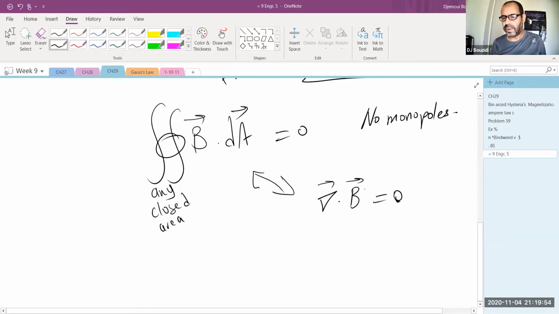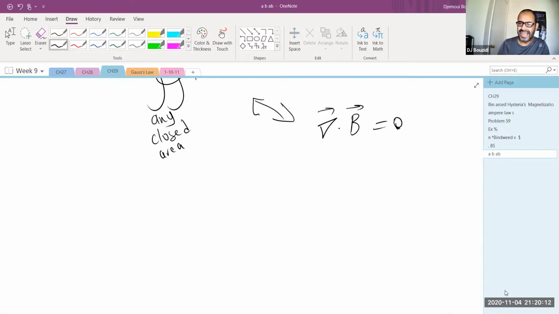So these are equivalent. I'm writing it in differential form and integral form. This is the fact that I don't have monopoles. This is Gauss's law, if you wish, for the magnetic field, okay? Now, we discovered Ampere's law, but I'm going to delay it for a little later because I'm going to go straight to Faraday's law.